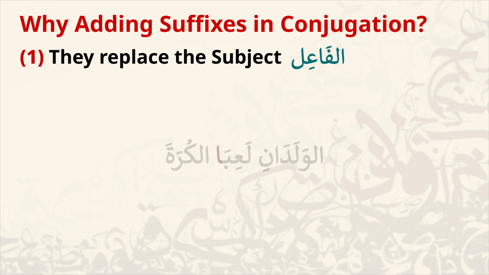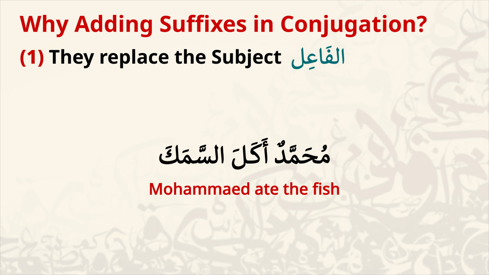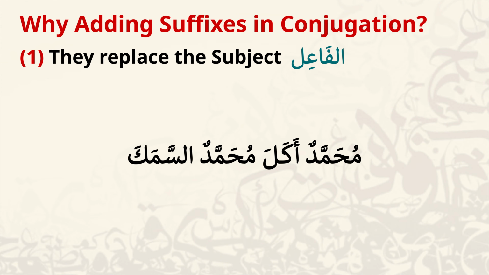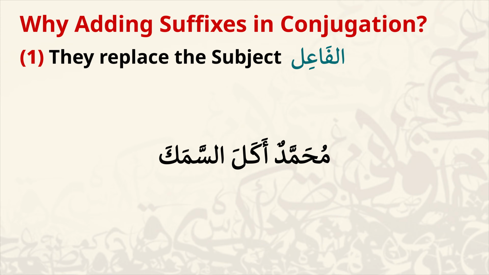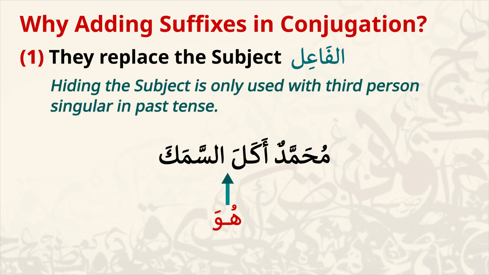A final example, محمد أكل السمك, which was محمد أكل محمد السمك. Here, instead of connecting a pronoun to the verb in order to replace the main subject, we just delete it completely to be محمد أكل السمك. The subject of the verb أكل is a hidden pronoun and its estimation is the pronoun هو. And this technique of hiding the subject is done with third person singular only in the case of past tense.